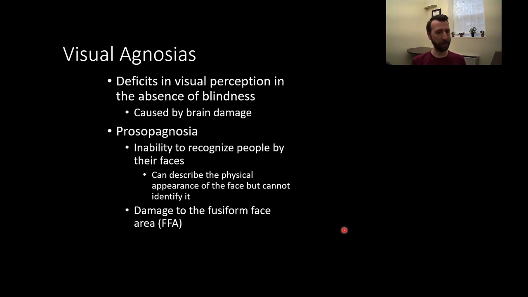There are workarounds with this, right? People with prosopagnosia could perhaps recognize someone by a salient feature, like a mustache or very distinct looking glasses, but they cannot really assemble the features of a face to make a coherent identity out of that.